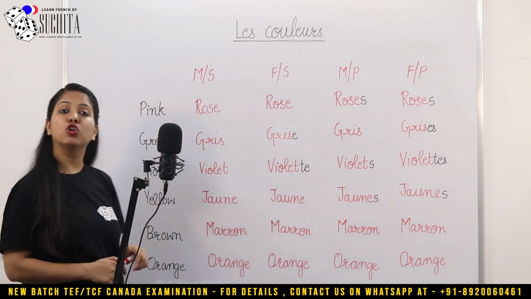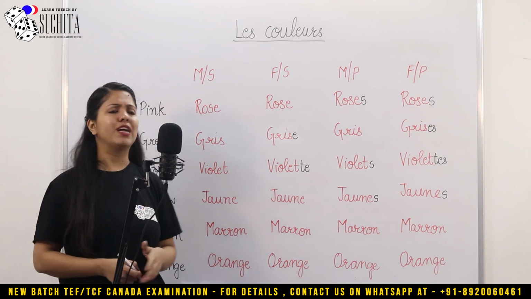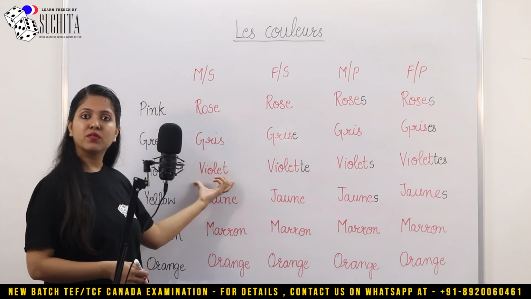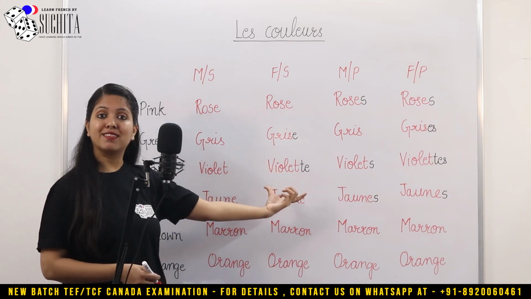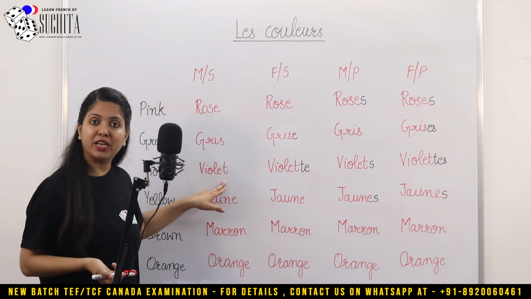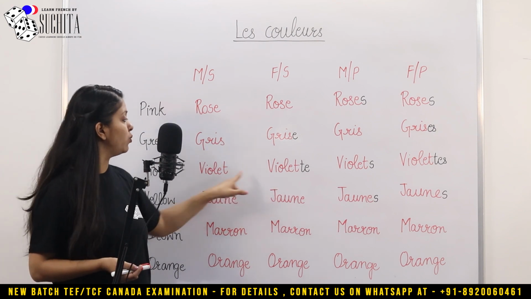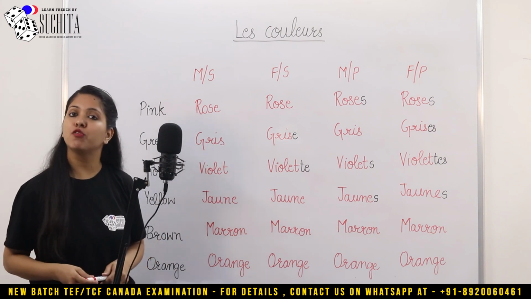Okay, moving on to the third color, and that's violet. Violet, or I should say purple. So that's violet, violet. Feminine, violette. It was an exception if you remember. Normally you add E to make it feminine, but here you will double the last consonant. That means you have to put double T and then E to make it feminine.